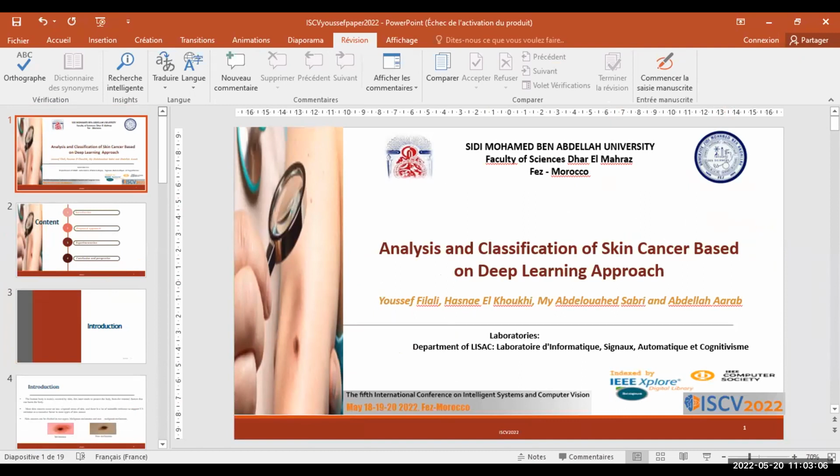Then we can ask questions. Is there any question for Yusuf Filali about this comparison between deep learning architectures in the domain of skin lesion images? Any question, please?